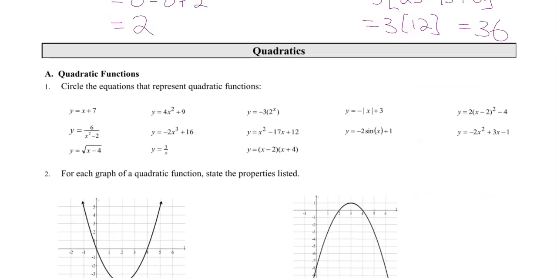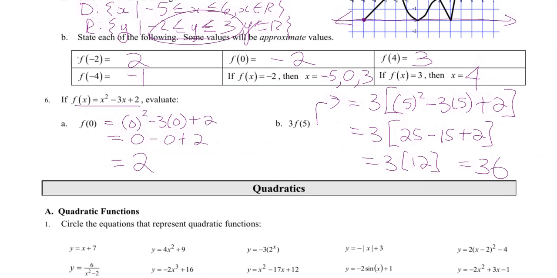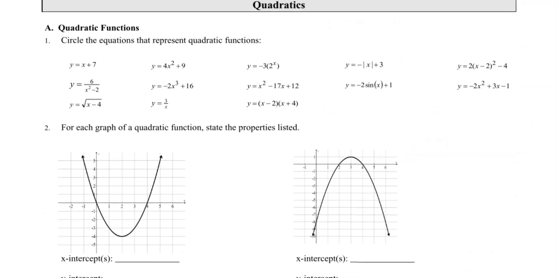Quadratics. Circle the equations that represent quadratic functions. Just for the answer, yep. For B, do we have to show every single step, or can I just skip from like 5 squared minus 3 times whatever, and skip to the answer? Yeah, if you get it wrong, I'm going to take off almost all the marks. If you show your steps, you lose maybe half a mark.